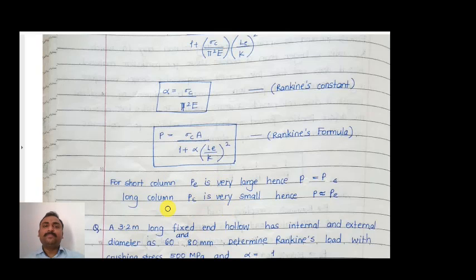When it is a long column, this crippling load will be equal to the Euler's load. Okay, getting my point? So we just need to remember this formula, and always remember that the calculation will be a bit difficult if you do it in one step only in your calculator. So for that you need to calculate the numerator separately and the denominator separately, and after that you will get the crippling load.